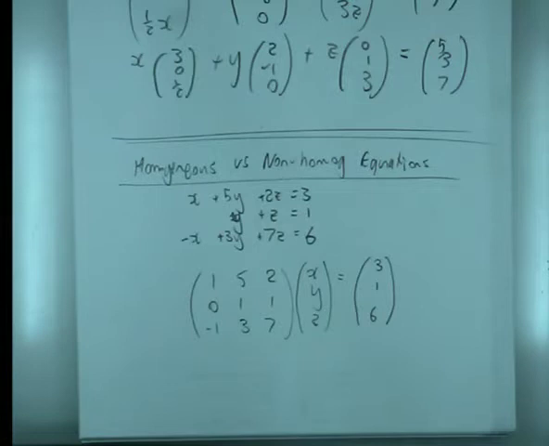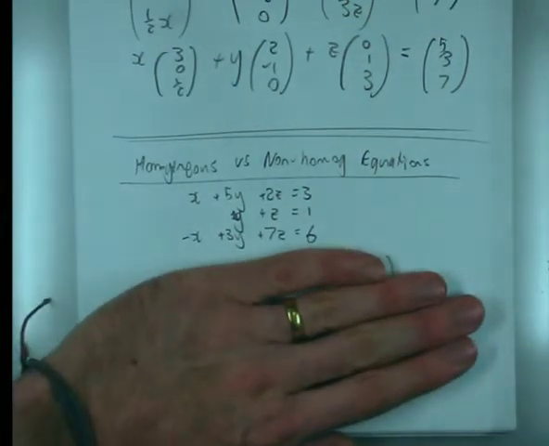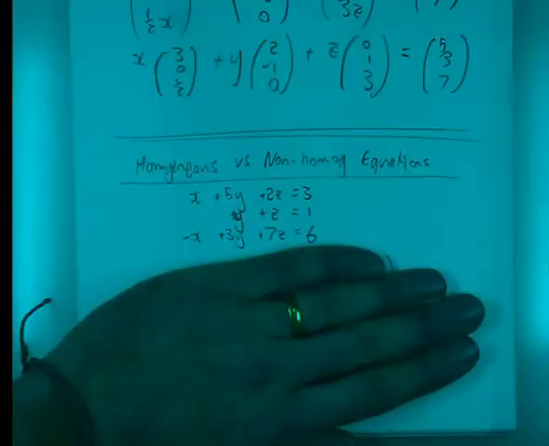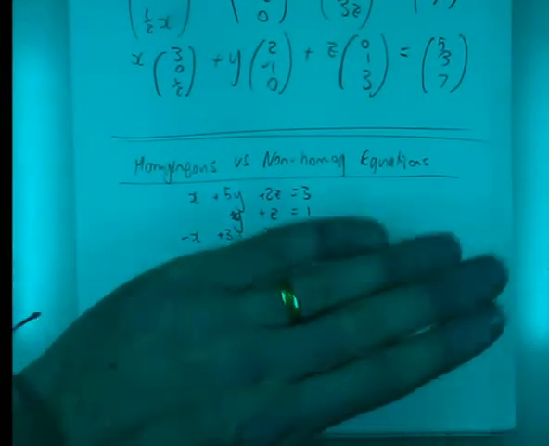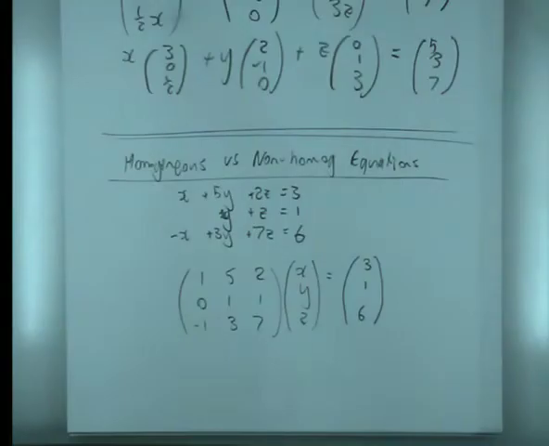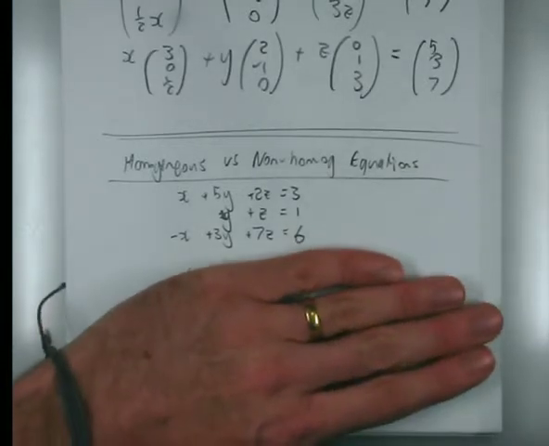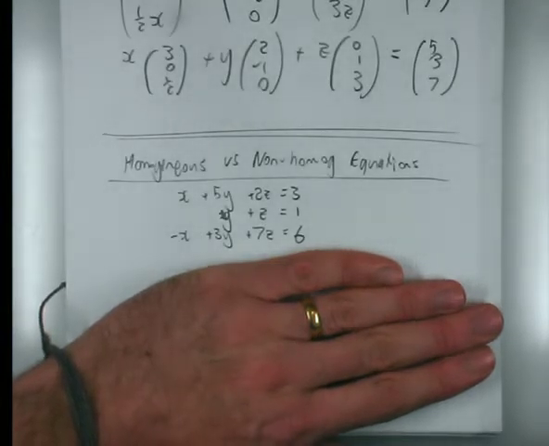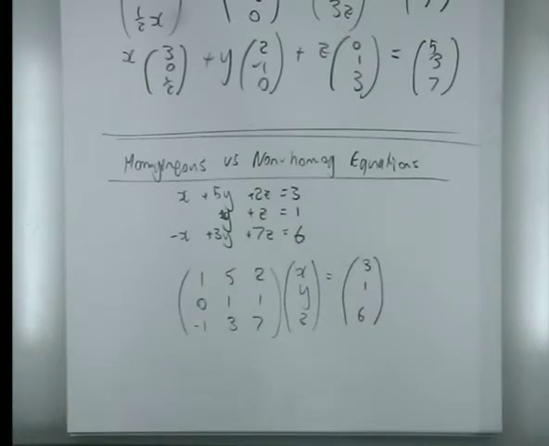Okay, we're back. So, here's my equation. x plus 5y plus 2z is 3. y plus z is 1. x plus 3y plus 7z is 6. So there's some equations, right? And they would represent 3 planes. And I would want to know where they are.